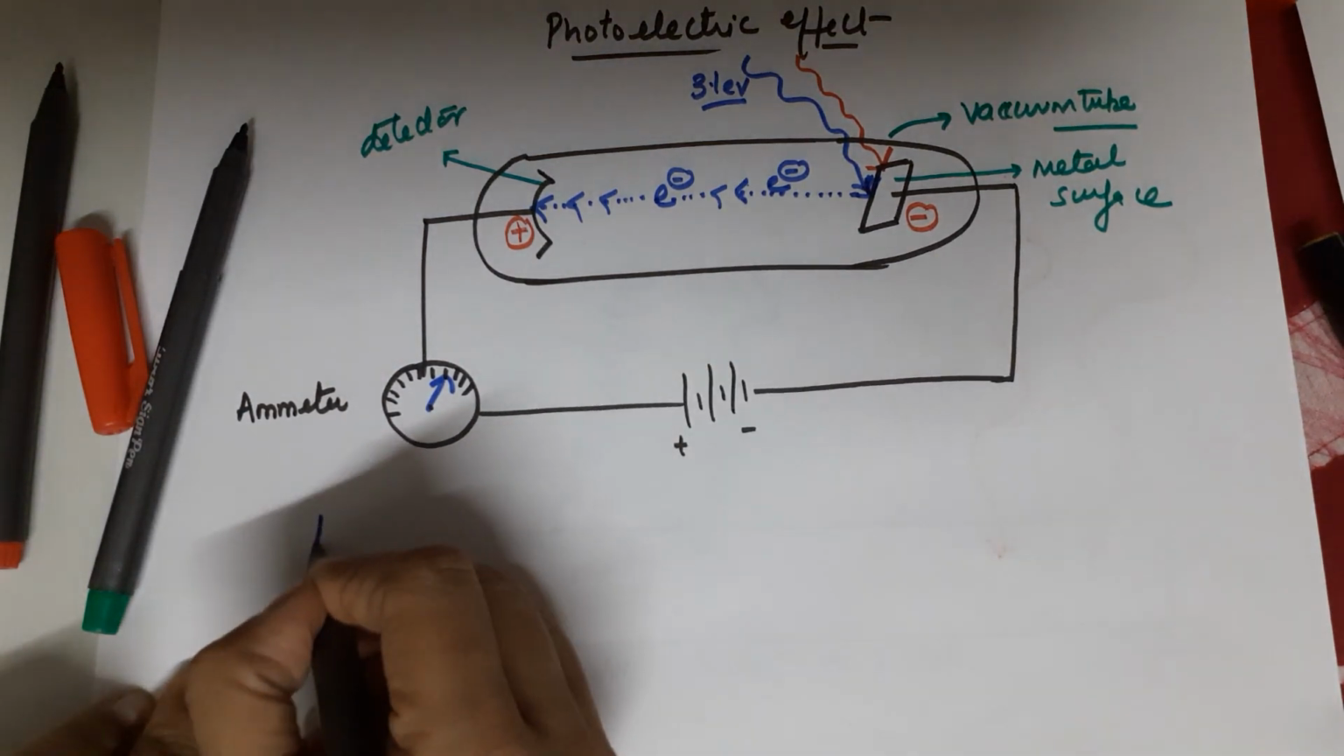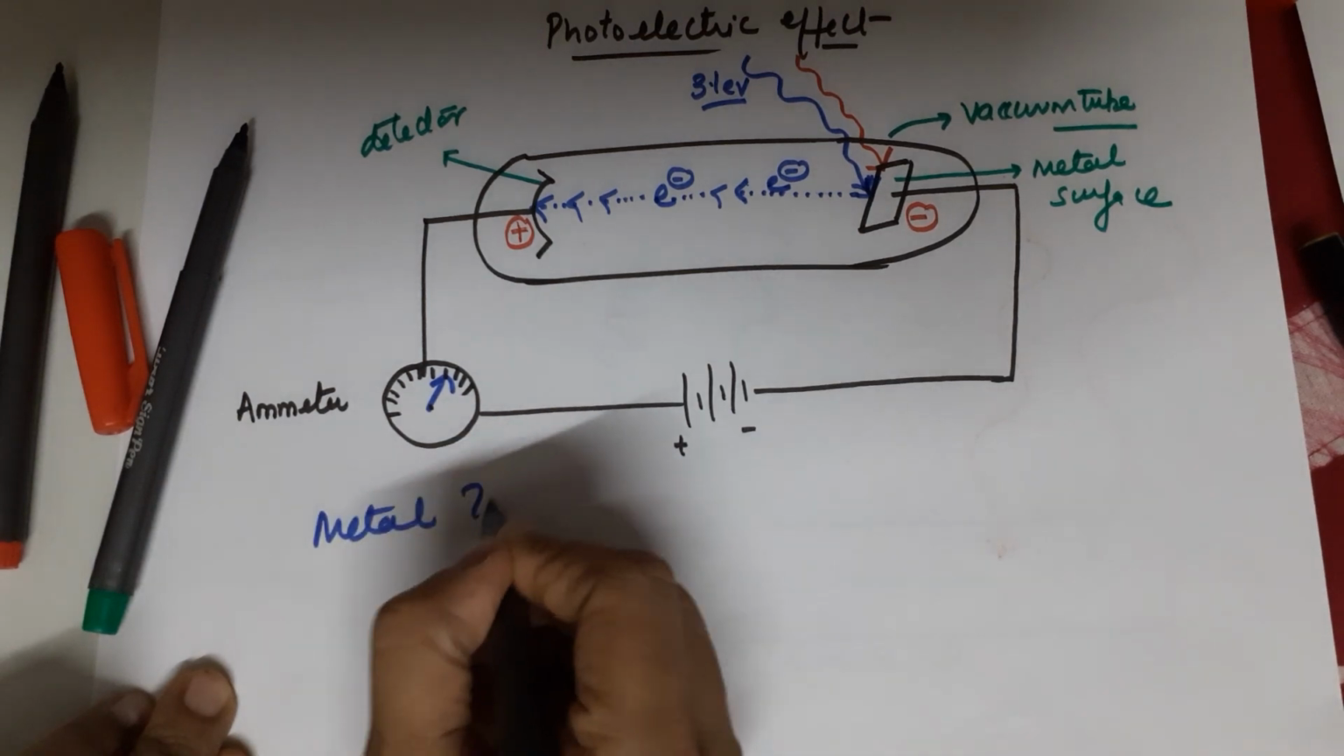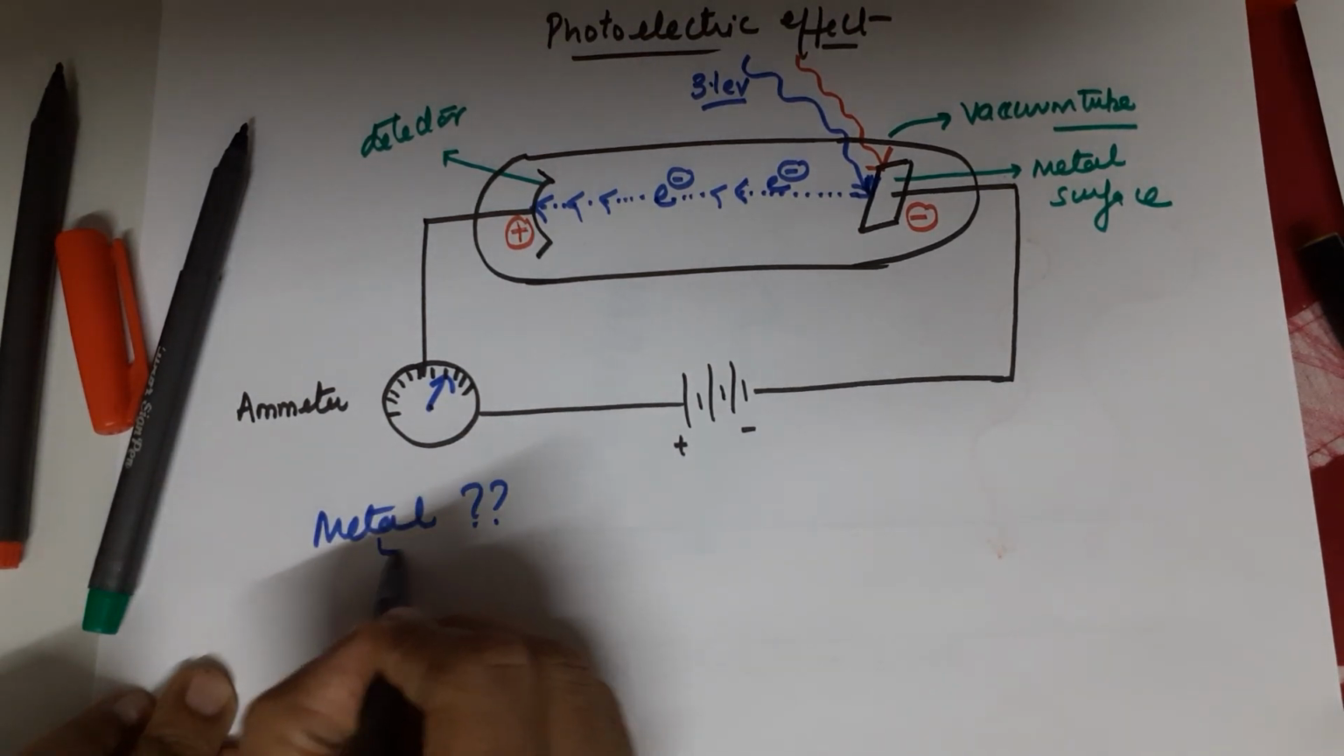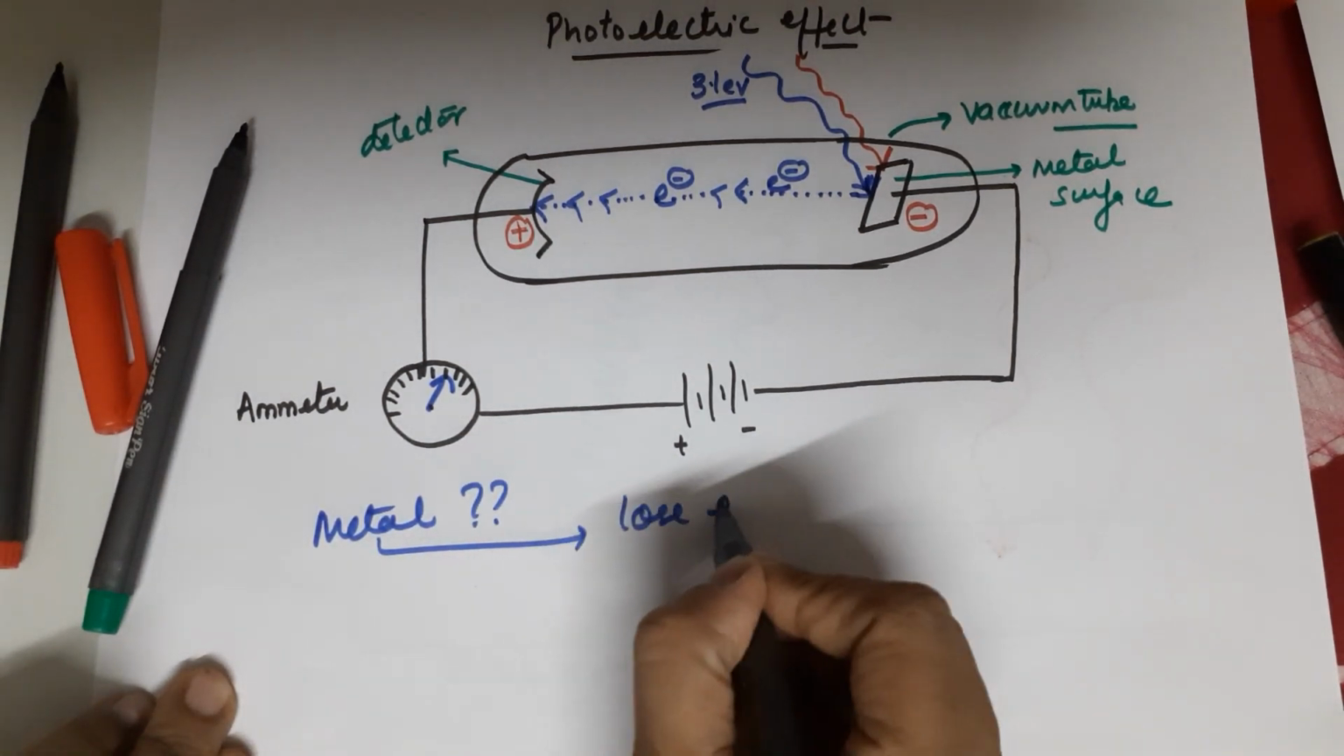Now, when we talk about metals, which metals? How do you define metals? Metals have to lose electrons.